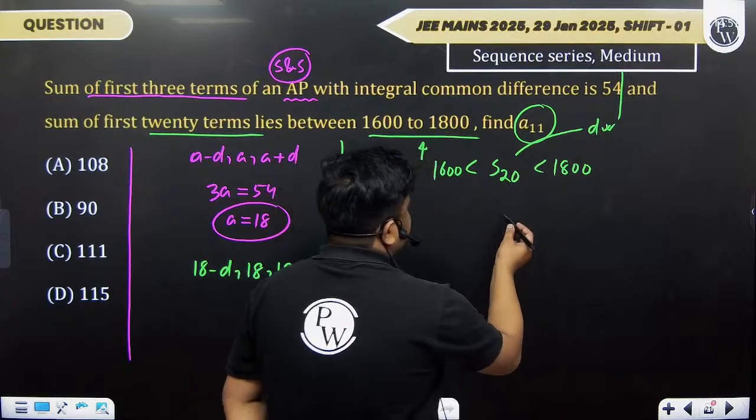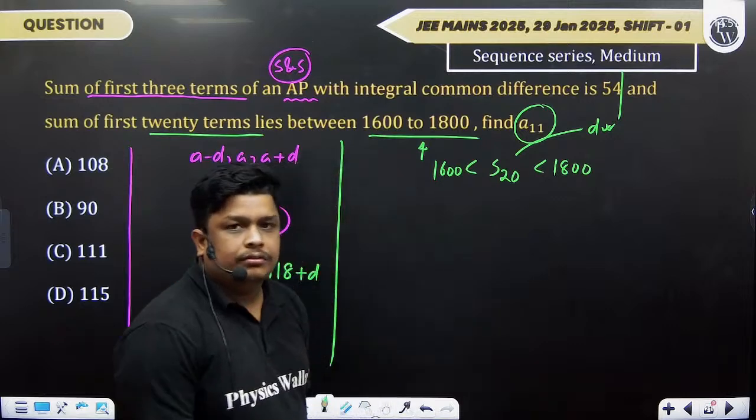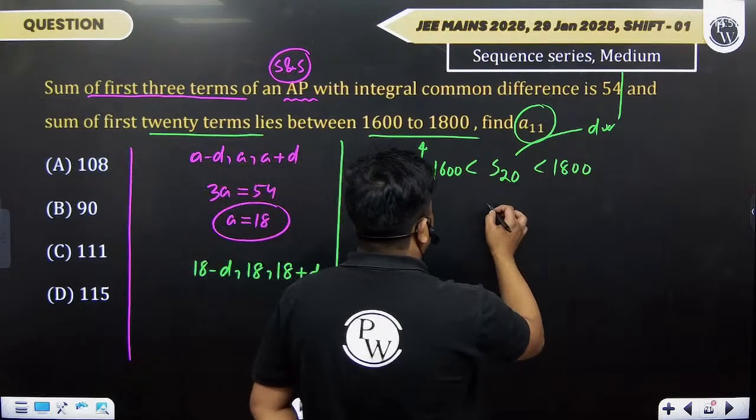So S20 is very easy. Sum of n terms is given by n by 2 into 2A plus n minus 1 into D. We'll apply that formula. 20 by 2 is 10.